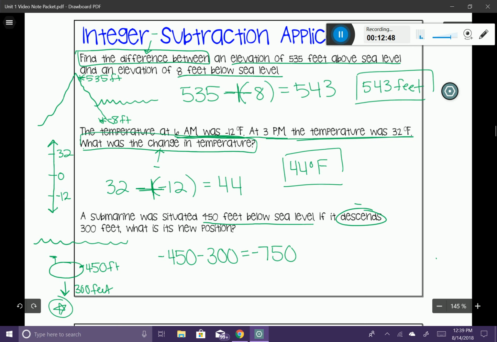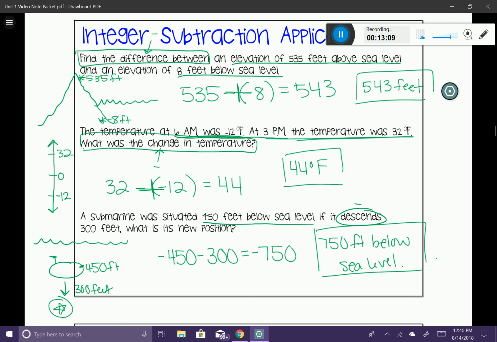Now, we don't want to actually say, oh, we're negative 750 feet below. All we really need to say is we are 750 feet below sea level. If you say negative 750 feet below sea level, it's kind of like a double negative, and you don't really want to indicate it that way.